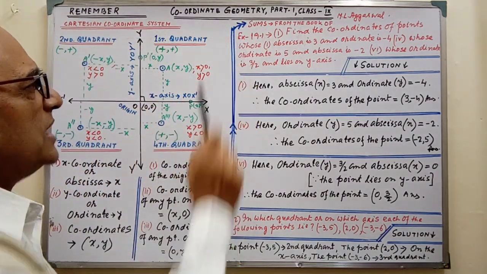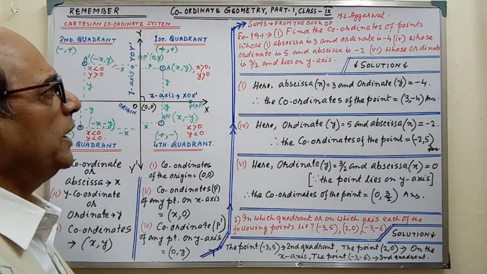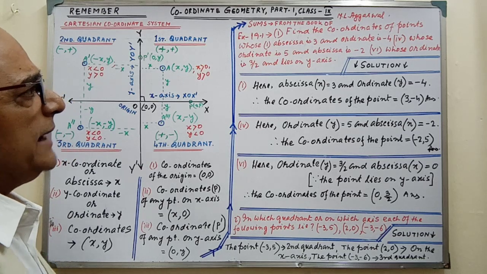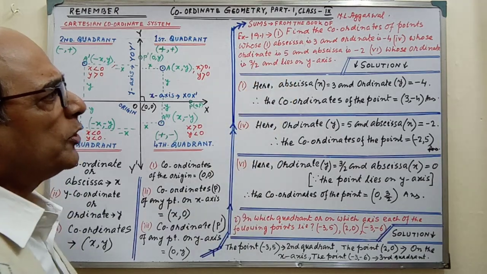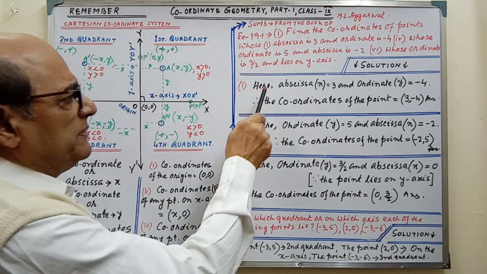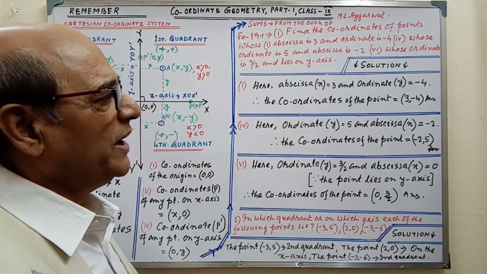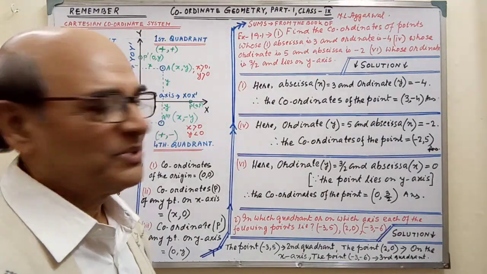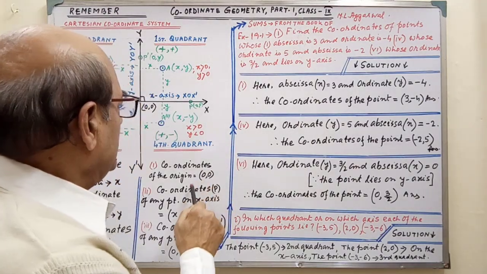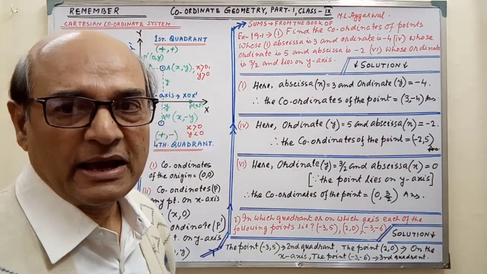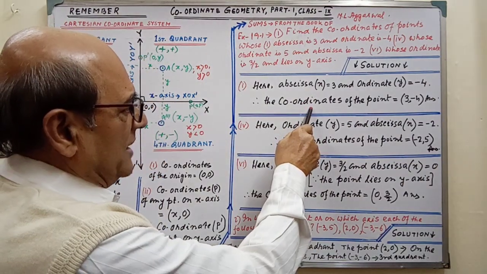On this, the sums are given from M.L. Agarwal, exercise 19.1, sum number 1. Find the coordinates of points whose abscissa is 3 and ordinate is minus 4. Abscissa, that is x equal to 3, and ordinate, that is y equal to minus 4. Therefore, coordinates of the point are 3, minus 4. Simple. If you understand what is known as abscissa and what is ordinate, then easily you will get the solution of this sum.